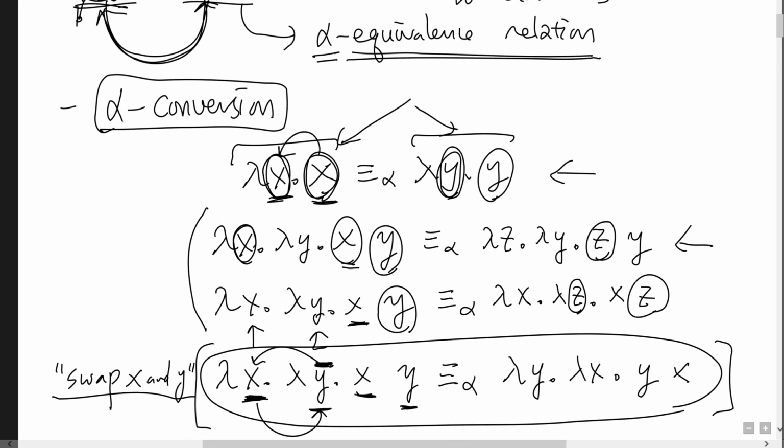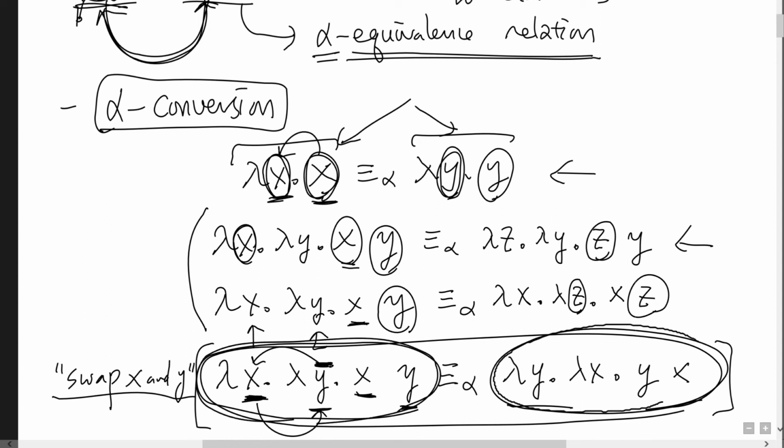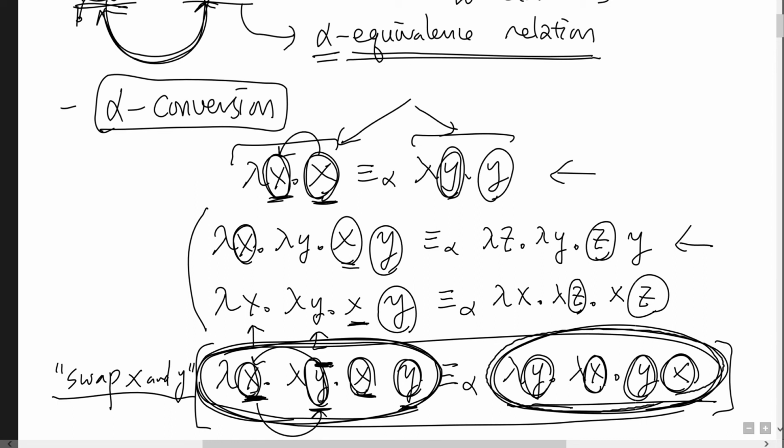And it turns out that these two expressions are related under the alpha equivalence relation, which makes sense because both expressions, this one and this one, denote the same function: give me the first argument, give me the second argument, and then I'm going to apply the first one to the second one. And this one also says, give me the first one, give me the second one, I'm going to apply the first one to the second one. So despite their syntactic differences, these two expressions denote essentially the same function. So they are related under this alpha equivalence relation.